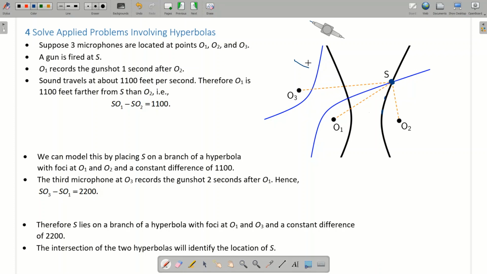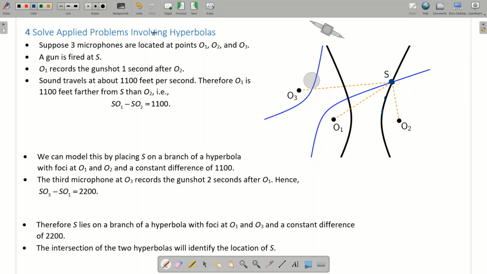So this concept is actually used. In some cities, in areas where there's lots of crime and people don't report the crime, they will sometimes set up listening devices, microphones, and they can then triangulate the location just based off of the sound.